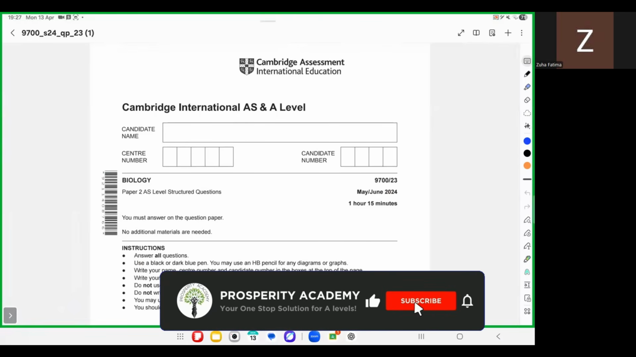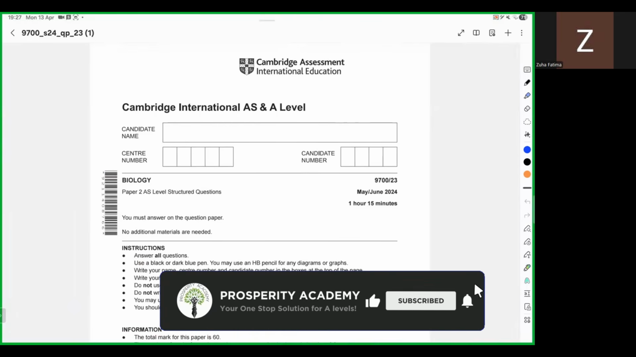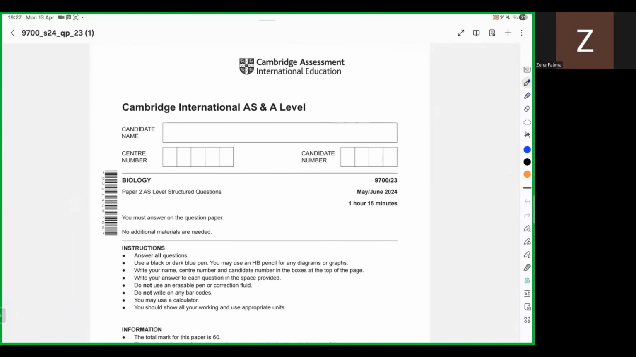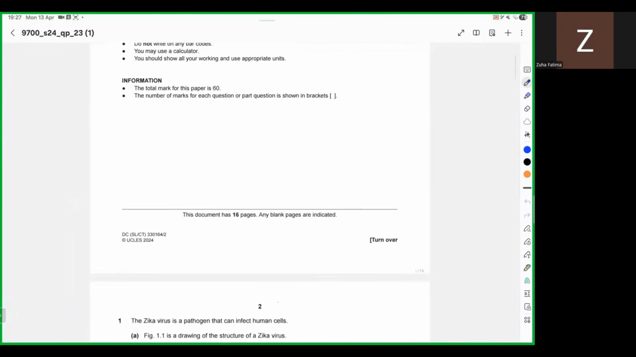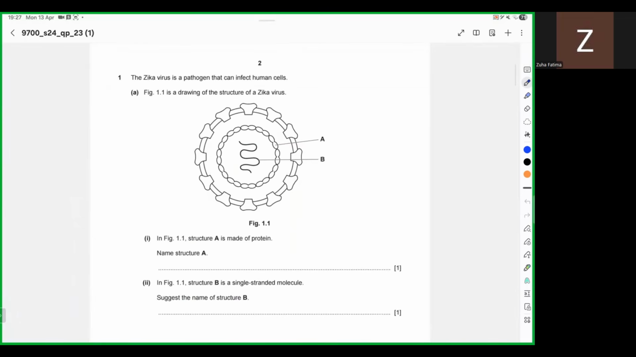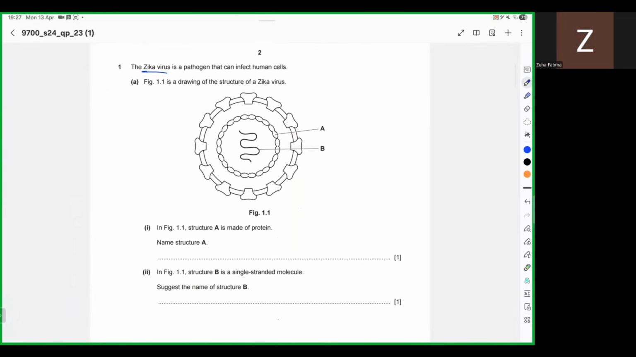So the paper that we shall be attempting today is May-June 2024, paper 2, variant 3. The first question states, the Zika virus is a pathogen that can infect human cells. Figure 1.1 is a drawing of the structure of a Zika virus. In figure 1.1, structure A is made of protein named structure A.